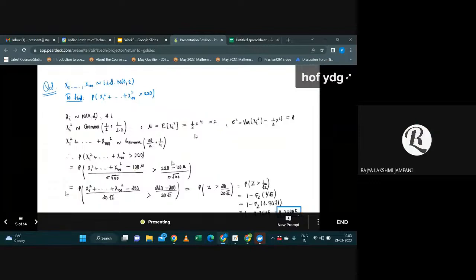Sir, one second. Here, the expected value of xi square is half into 4, equal to 2, and sigma square equal to 8. Why was this found out, sir? What is the use of that? Okay, suppose I find out these things, right? Here xi square is the variable.